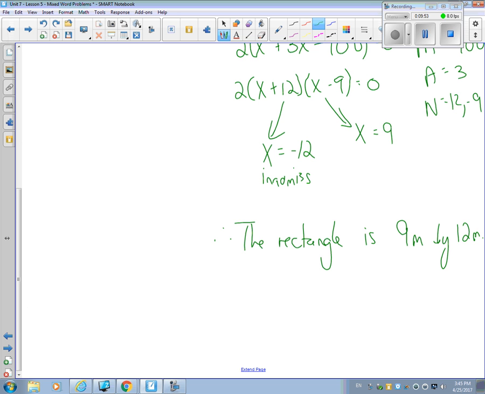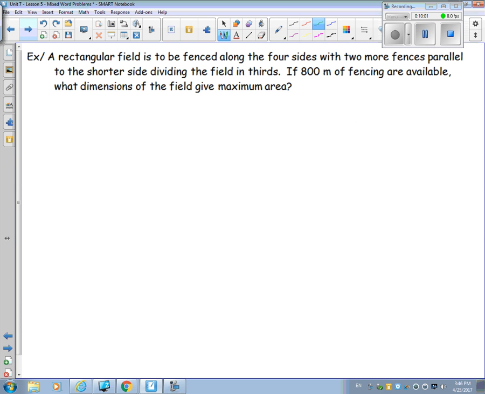Again, it's a solving question because they told me something. They told me the number it has to come out to. They told me the diagonal was 15. All right, try another one. Another rectangular field. To be fenced along the four sides with two more fences parallel to the shorter side, dividing the field in thirds. Okay, let's think about this.